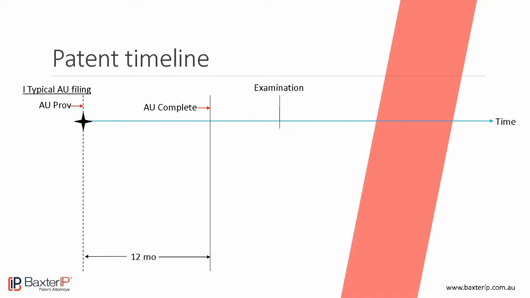So when you file your Australian complete application, this starts an examination process. So your application gets given to an examiner at the patent office. And you can think of the examiner as being the government's gatekeeper. It is their job not to let patents be granted unless the invention meets the requirements for patentability. So when they get to it, at the bottom of their pile, they will carry out a search and they will issue an examination report.